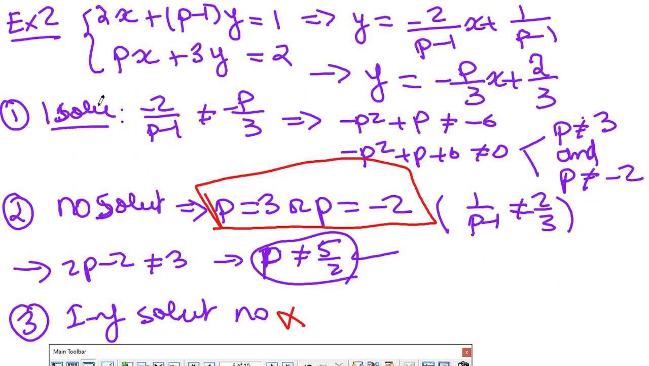So I just have the case of exactly one solution for p not equal to 3 and p not equal to -2. And I have the case of no solution for p equal to 3 or p equal to -2. If one of those values, p equal to 3 or p equal to -2, gave me the same y-intercept, it would mean I'm in the case of infinite solutions because the line would be the same. But here infinite solutions doesn't work because they don't give me the same value.